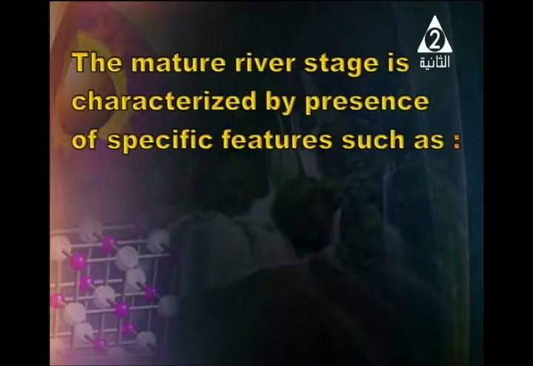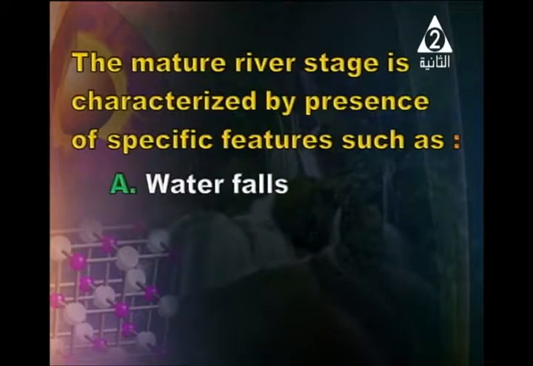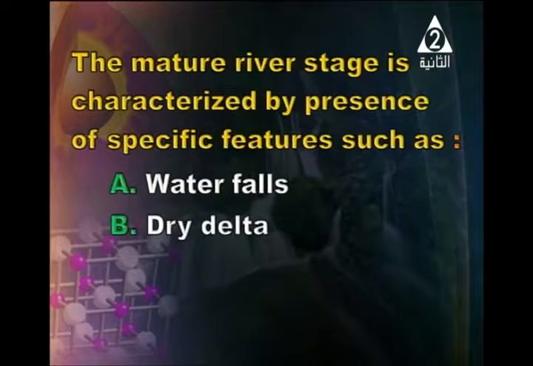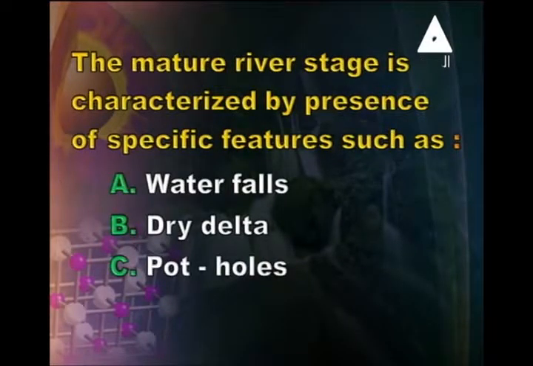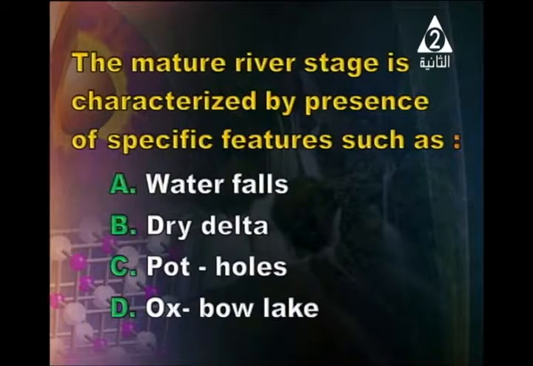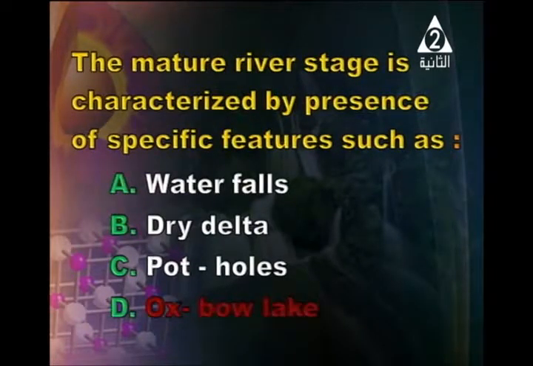The mature river stage is characterized by the presence of specific features such as: waterfalls, dry delta, potholes, or oxbow lake? All of these are features of the river, but in different stages. The mature river stage is known by the occurrence of many oxbow lakes, which is the right answer. Let's go to the next MCQ.